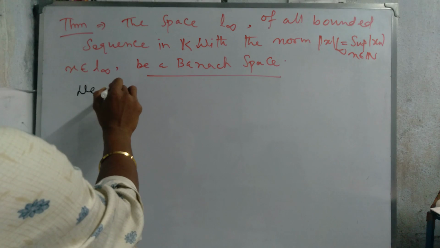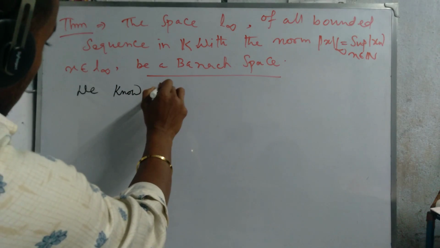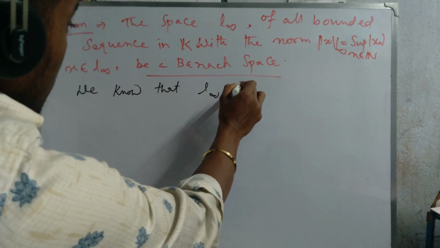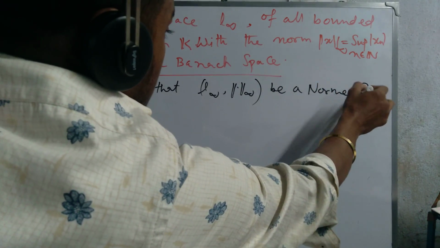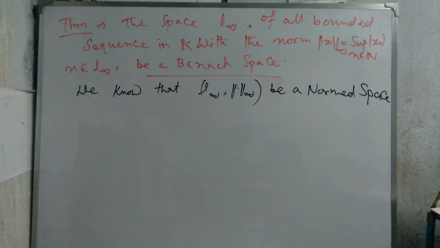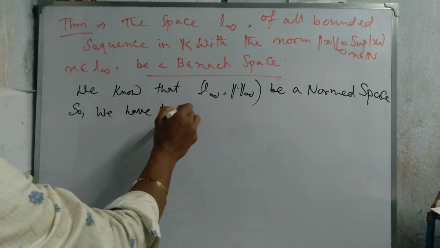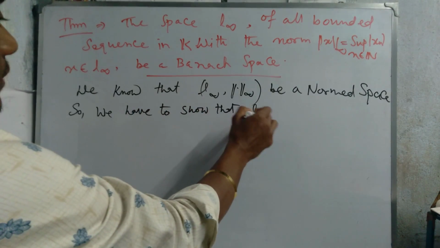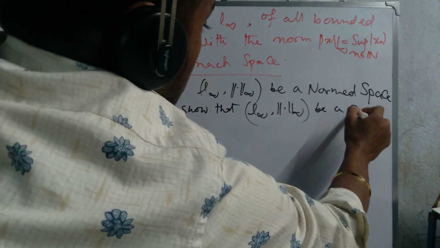Now we know that L infinity with the norm infinity is a normed space. We also proved that in the previous class. So now we prove the next portion of that. We start from L infinity being a normed space, so we have to show that L infinity with the norm infinity is a Banach space.